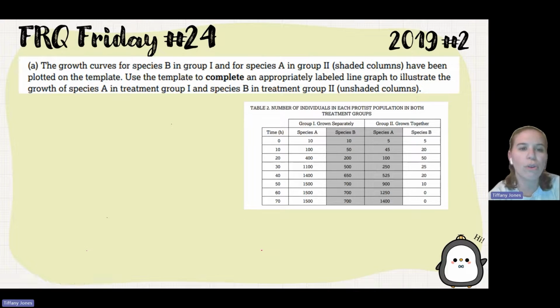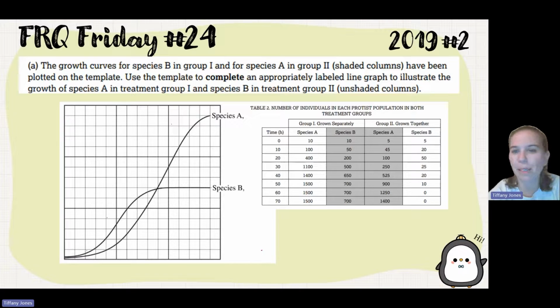The growth curve of species B in group 1 and species A in group 2, the shaded columns, have been plotted on the template. Use the template to complete an appropriately labeled line graph to illustrate the growth of species A in treatment group 1 and species B in treatment group 2, the unshaded columns. So first, let's figure out what's on our axes. On our x-axis, we're going to have time, because over time is how we're seeing this stuff changing. And then on our y-axis, we're going to have the number of individuals.